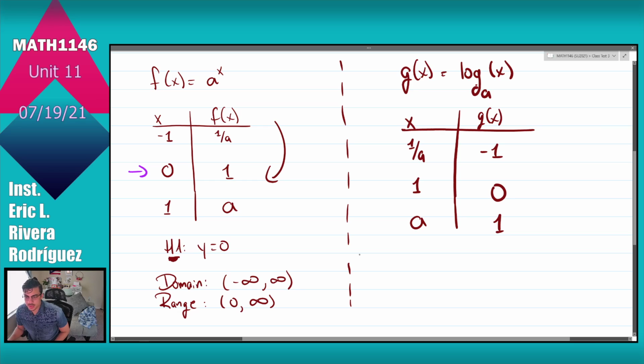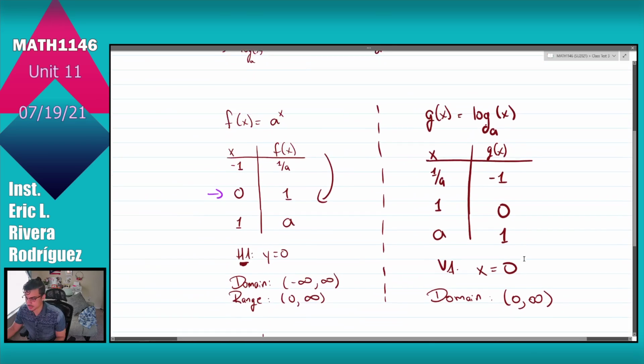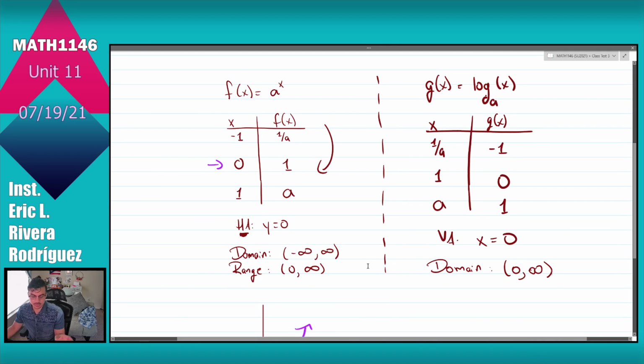The exponential function has a horizontal asymptote. The inverse operation, the logarithmic function, turns that horizontal asymptote into a vertical asymptote, here at x equals 0. The domain will be from 0 to positive infinity. Remember, it is the inverse operation, so the range of the exponential function is going to be the domain of the inverse operation.